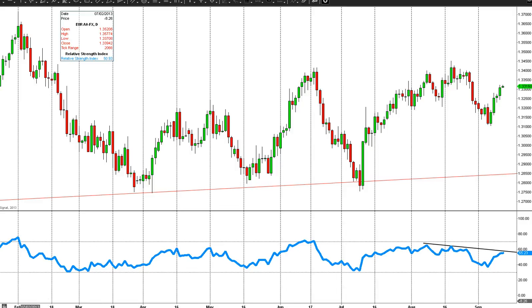So you can see that in a ranging market, this has worked quite well. It's not a bad indicator, worth keeping an eye on as we move between the 70 and the 30 areas, and even timing-wise, it hasn't been too bad. So RSI in a ranging market, not a bad indicator.